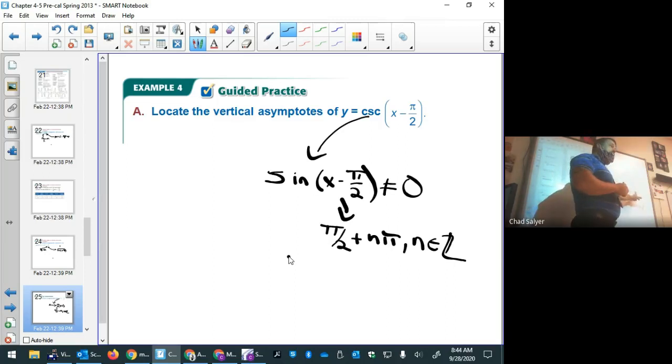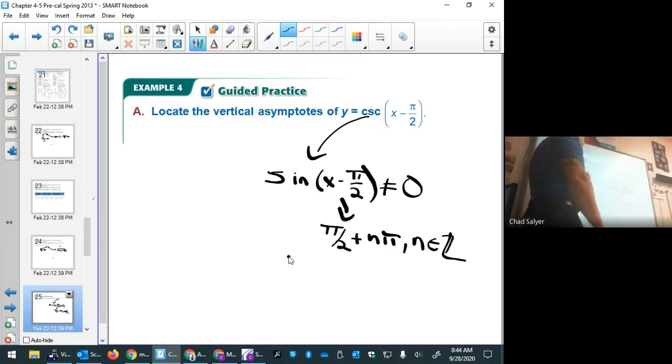So that would be a violation of this, create a vertical asymptote. So I started there. And then I added pi units because that's how long it takes to get back to 0. Good question. These get complicated, especially with secant and cosecant. It's not very intuitive. You just have to mess with them some. But good questions, you guys.